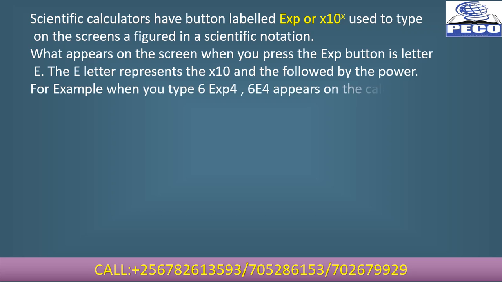So for example, when you get your scientific calculator and type 6, the EXP button and 4, some calculators will show 6E4 on the screen. Then what does it mean? It means that you have entered 6 times 10 to the power 4 in the calculator. That's how the calculator understands it, as 6 times 10 to the power 4.